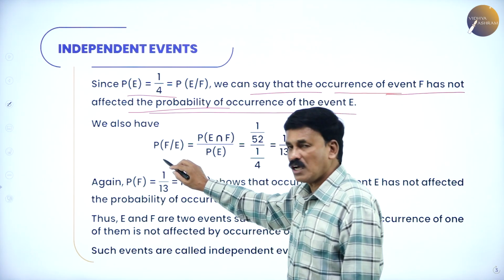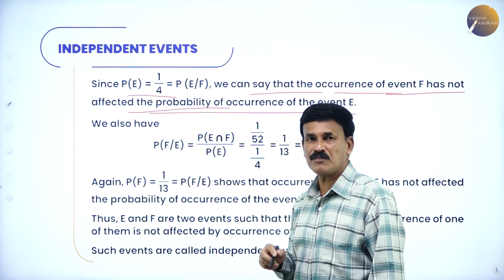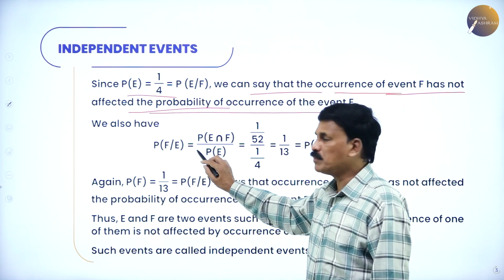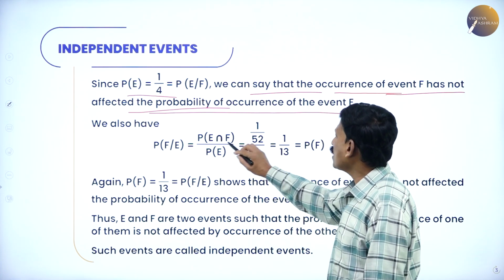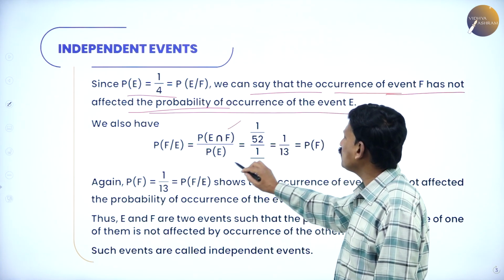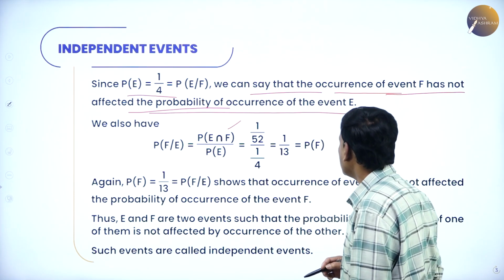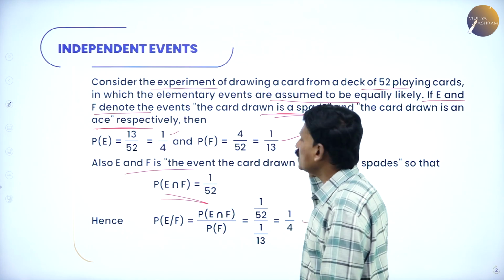Let us now discuss the probability of F given E, that is, E has already occurred. It is given by the probability of E intersection F divided by the probability of E. The probability of E and F is 1 by 52 and the probability of E is 1 by 4, which gives 1 by 13. That is equal to the probability of F.